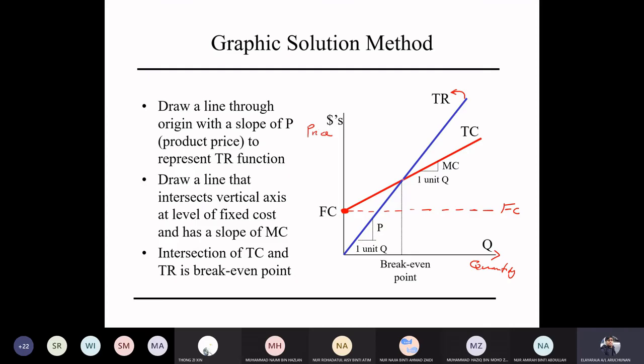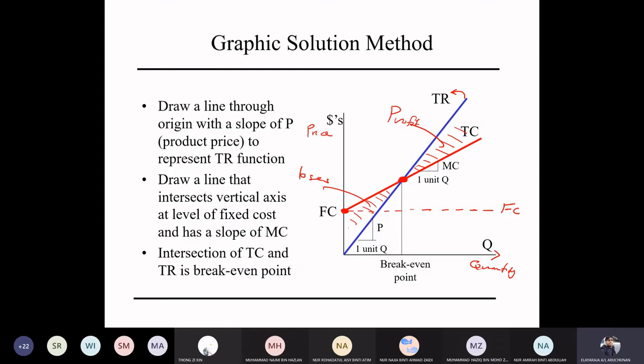So the intersection between the TC and the TR, this point, we call the intersection point, or the break-even point. Whatever sales we make in this section we call profit, and whatever sales are made in this section we call a deficit or losses. You must understand this is the profit, and this is your losses.